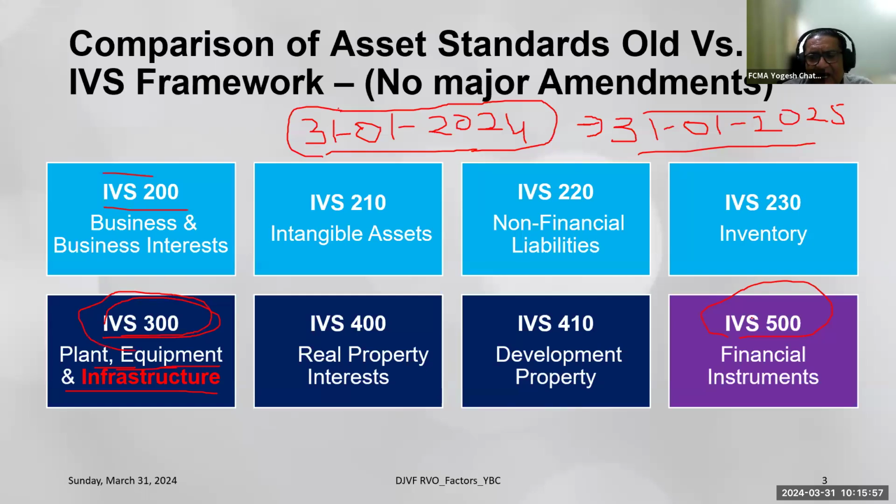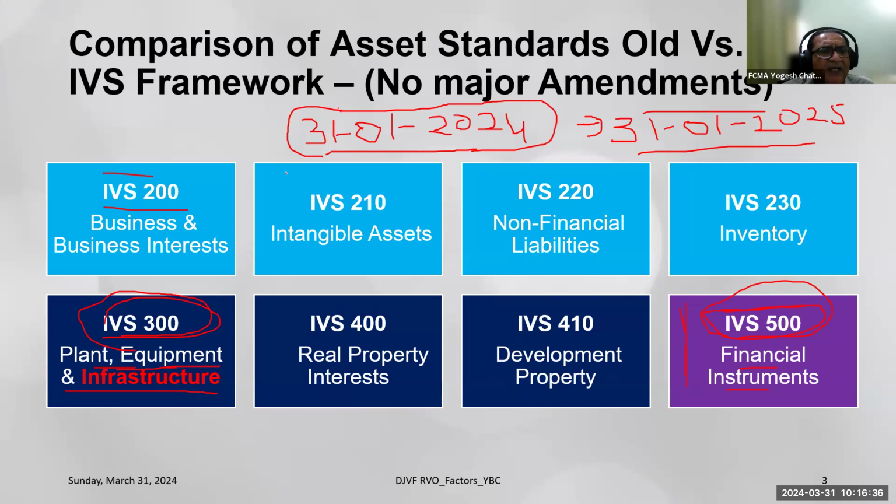Apart from that, IVS 500, which is on financial instruments, has been revised comprehensively. It has actually been rewritten completely. Major changes have been made in IVS 500. So those of us who are from SFA, from the asset class of securities and financial assets, I will suggest that you go through this revised guidance, which is part of IVS 500. In brief, we will try to cover it today.